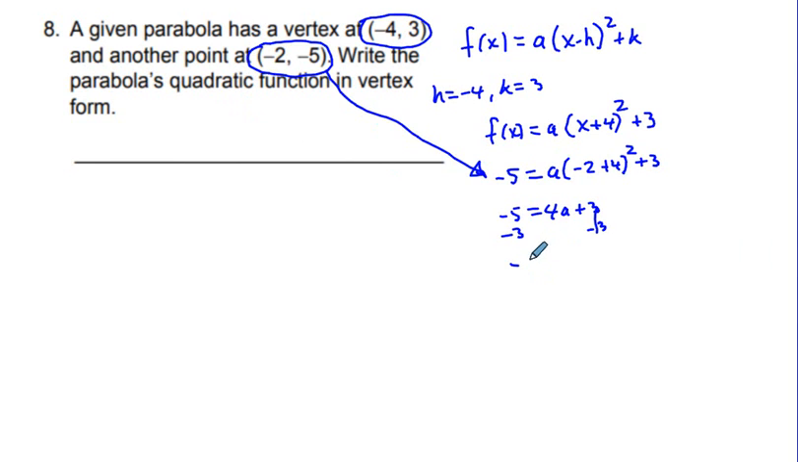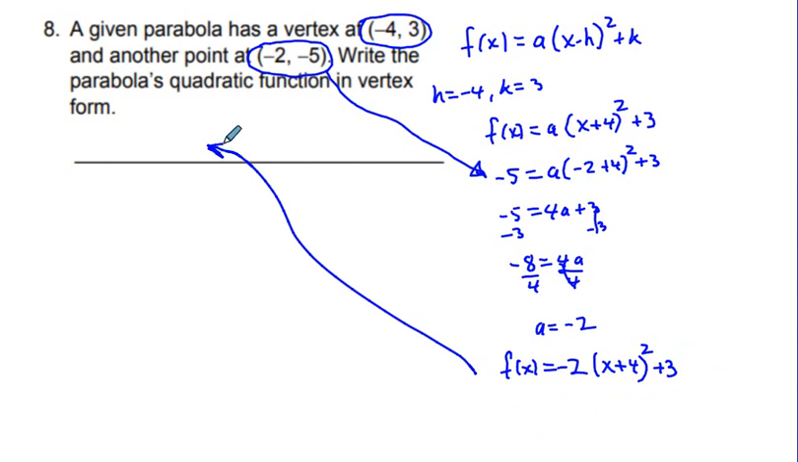And dividing by 4, we have a is equal to -8/4 or -2. And so our function is going to be f of x is equal to -2, quantity x plus 4 squared plus k, which is 3. So that will be our answer. I want to make sure that is correct.